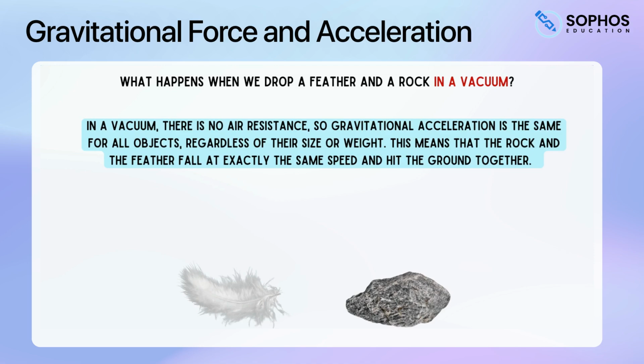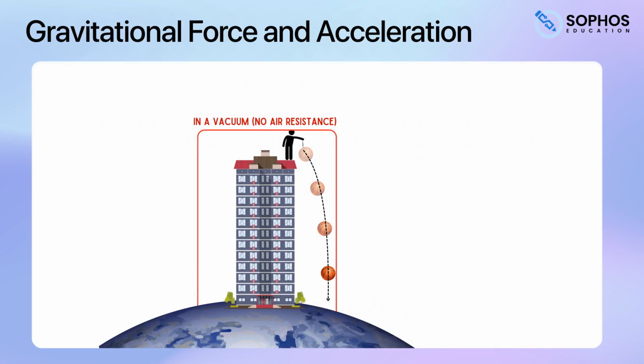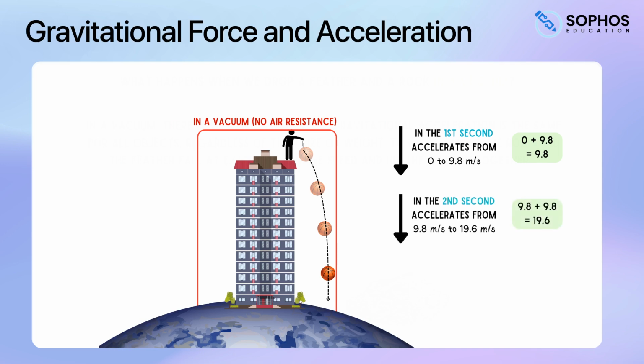To illustrate this, if you were to drop a ball in a vacuum, in the first second it would accelerate from 0 to 9.8 meters per second. In the second second, it would accelerate from 9.8 meters per second to 19.6 meters per second, and this constant acceleration would continue as long as only gravitational force is acting on it.